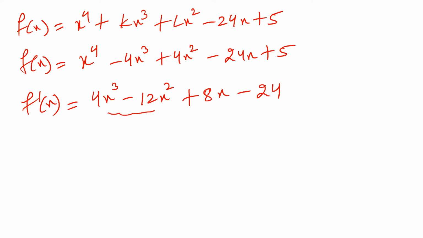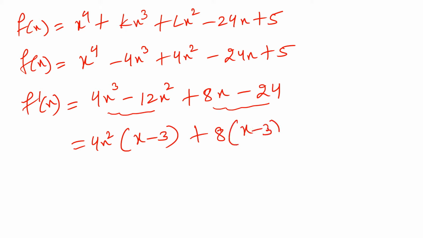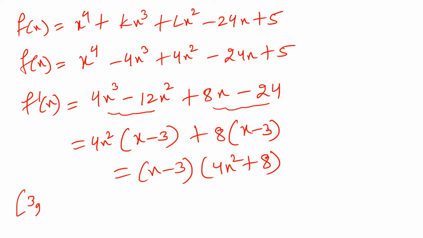Now if you just factorize this expression by using the grouping technique, it becomes 4x squared, and inside the bracket it becomes x minus 3, and here take 8 common, it becomes x minus 3. Finally we can write this as (x minus 3) into (4x squared plus 8). Now why am I doing this? I just want to ensure that for the closed interval 3 to 5, this function will be increasing.